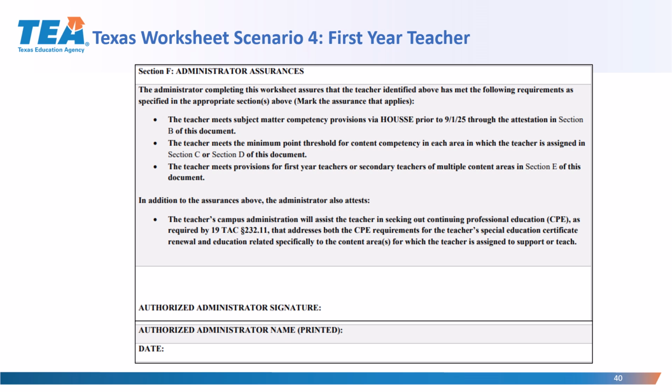Next, Section F of the worksheet will be completed, with the administrator indicating in the final bullet point that the teacher met provisions for a first-year teacher within Section E of the document. The authorized administrator will then sign, provide their name, as well as the date the worksheet was completed.